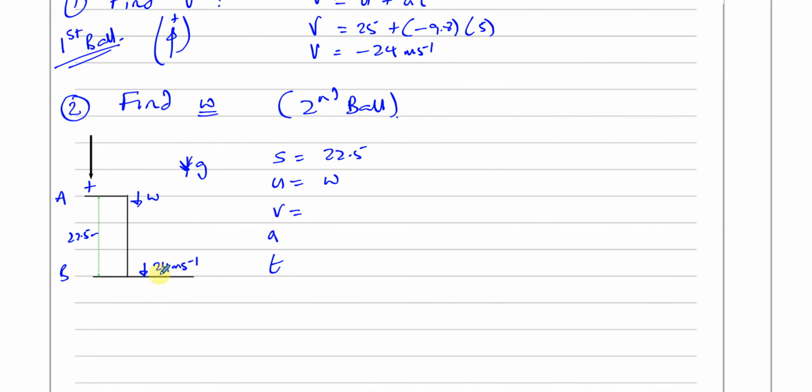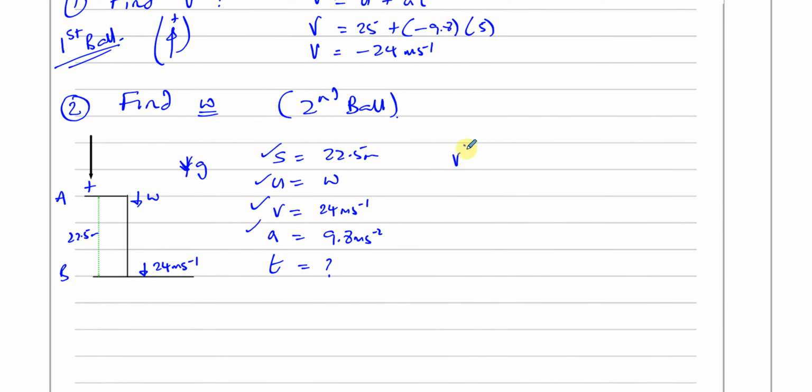V is its final speed, which is 24 meters per second. I'm taking that as positive again because it's going down. A is 9.8 meters per second squared, positive again because it's acting down and we're taking down as positive in this part of the question. The time we don't know, and we have to find U. So we're dealing with S, U, V, and A.